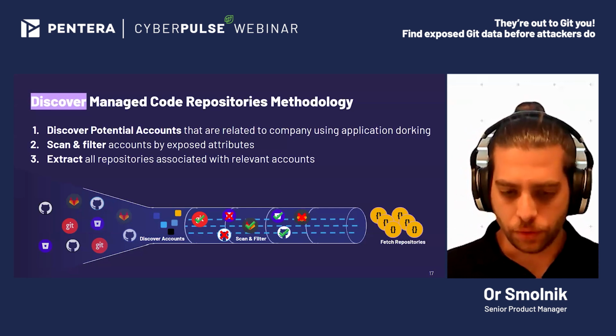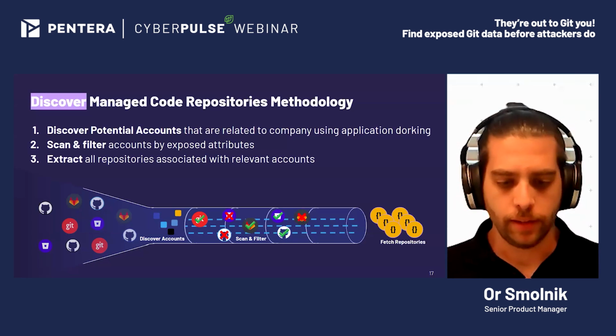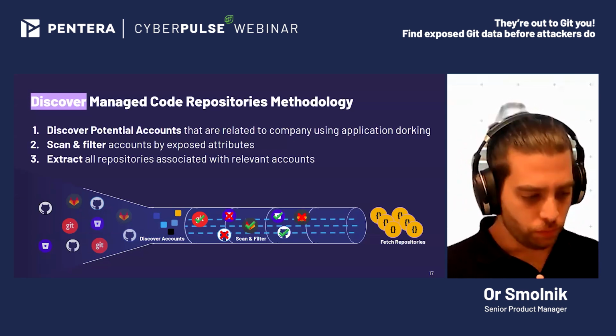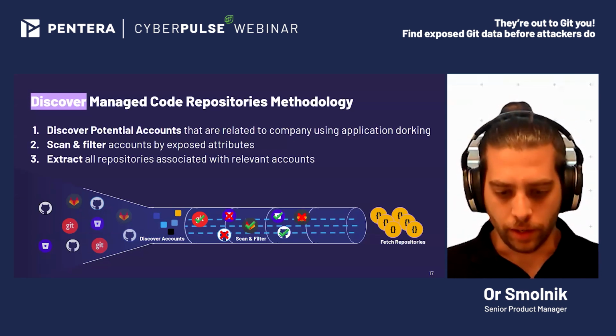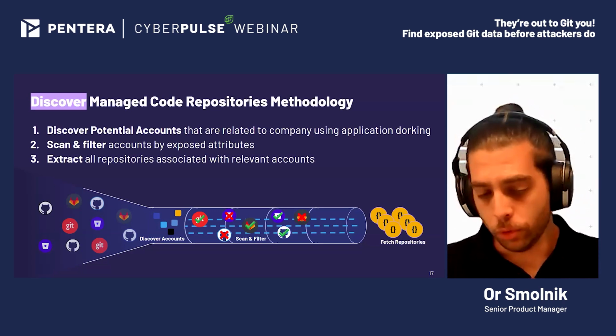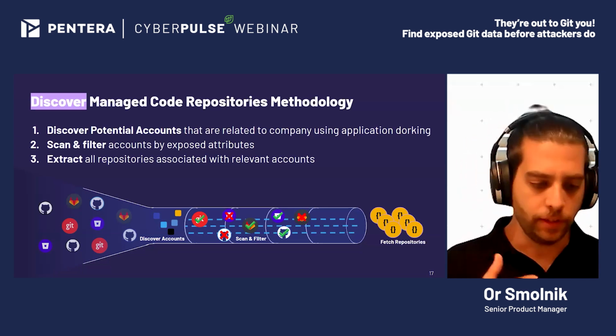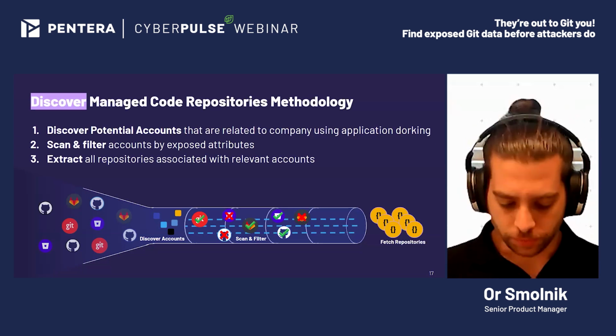Is it really related to my company? Maybe it's something else. We will see an example of that. And last but not least, when we understand that there is a true account related to our company, we need to extract the repositories, and this is the end of the discovery section.